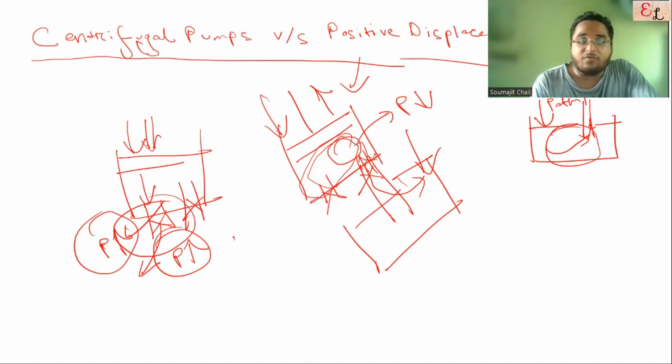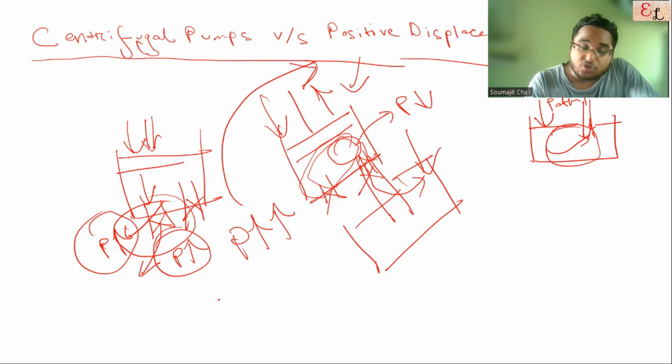So whenever you have to generate an extremely, extremely high pressure, go for a positive displacement pump. And in case of a high viscosity liquid also, my friends, where the centrifugal pump no longer works because the impeller cannot throw the liquid because of its high viscosity, then go for a positive displacement pump, because we would be able to allow the liquid inside.